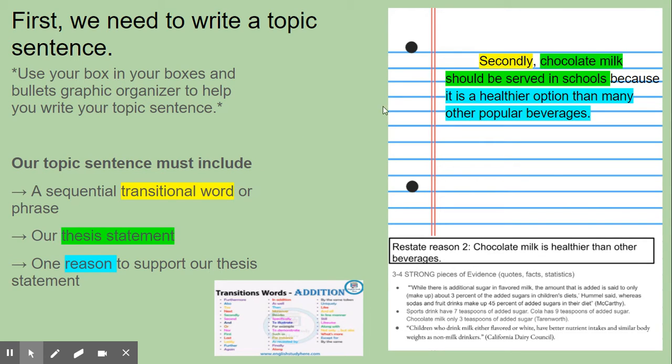There's my transitional word in yellow. There's my thesis statement. And there is my reason. Notice that because links us into our reason. All right, this is a good place to pause the video and write your topic sentence, making sure you have all three parts.